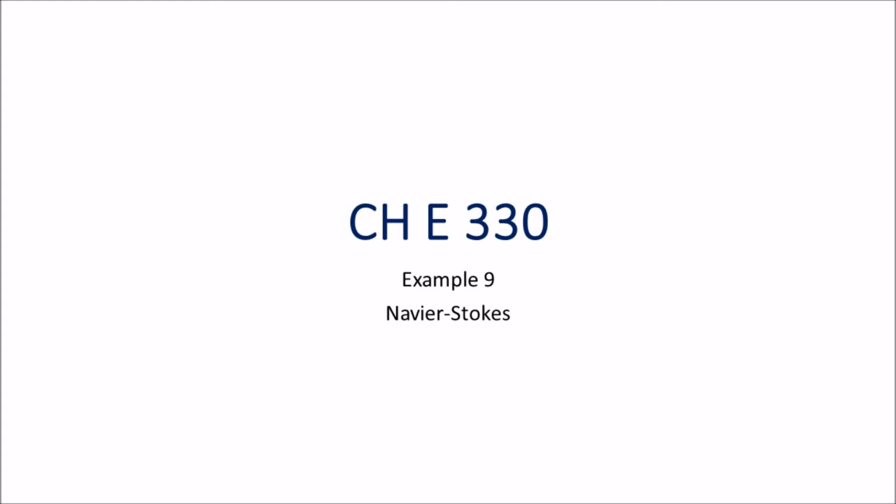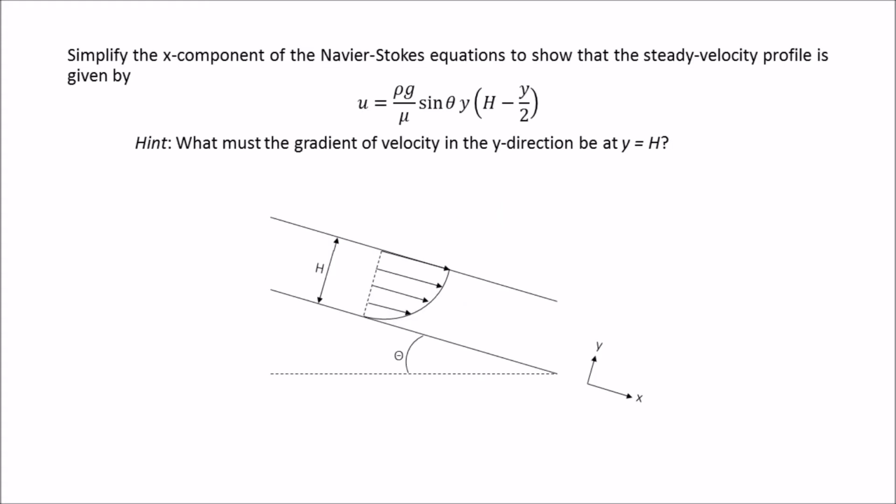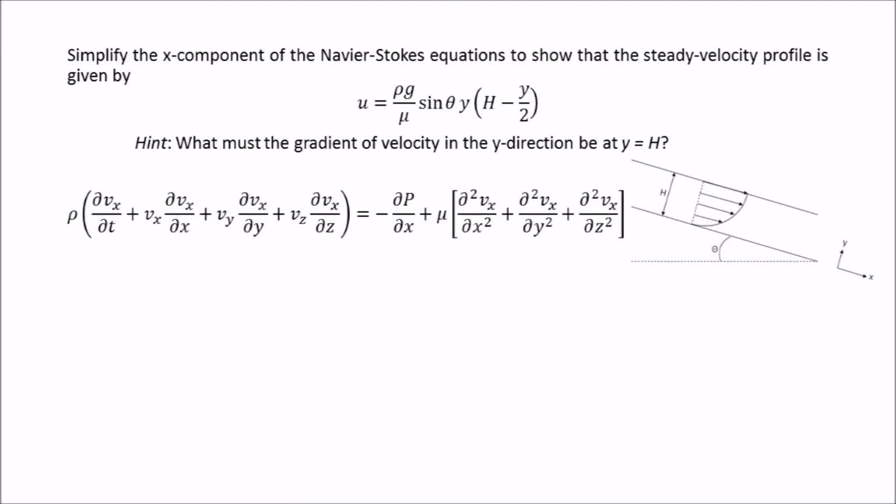Today's example will cover Navier-Stokes and Cartesian coordinates. We're going to use the Navier-Stokes equations to analyze fluid flowing down an incline with the upper surface open to the atmosphere. Flow is in the x direction according to the coordinate system that we've defined, so we'll begin with the x component of the Navier-Stokes equations.